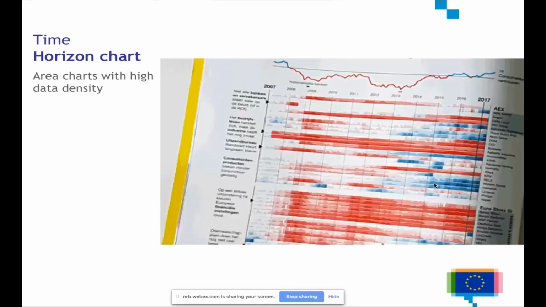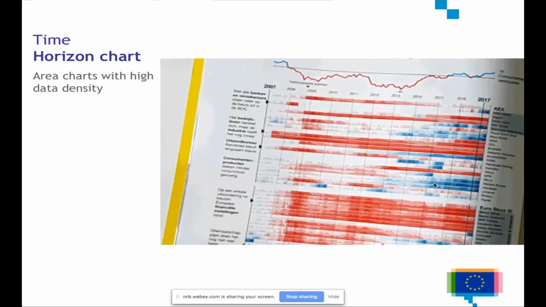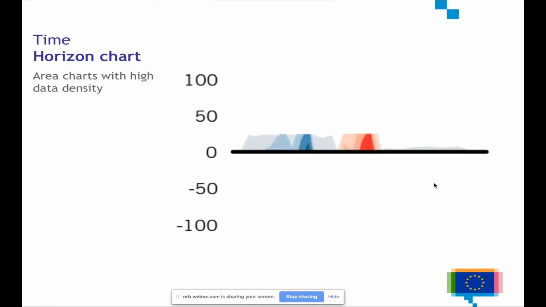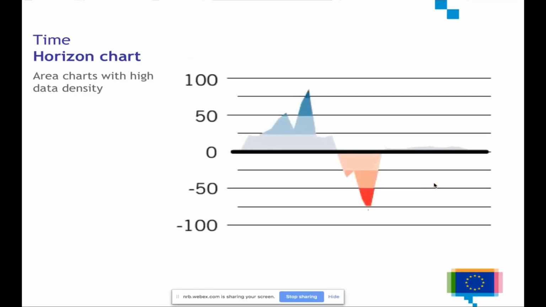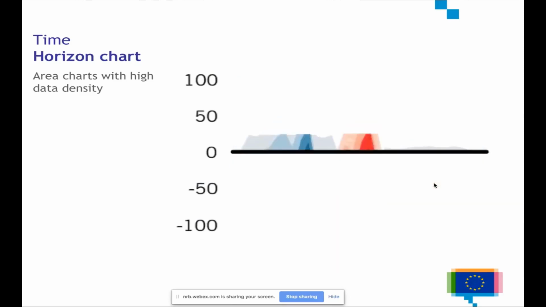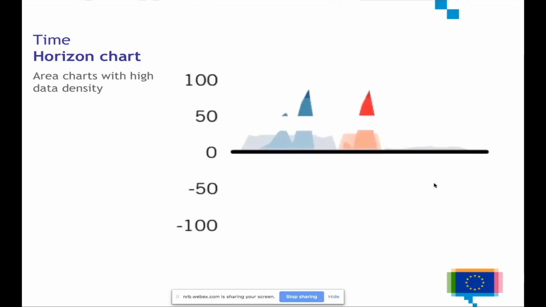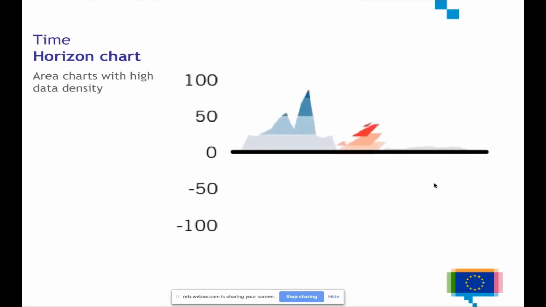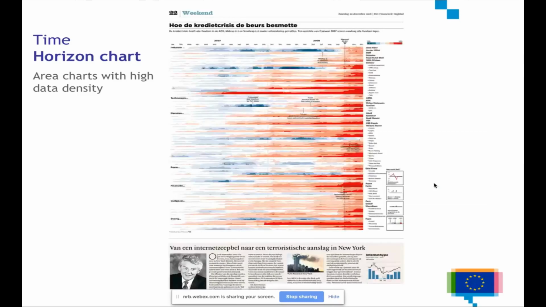So if you want to make a horizon chart, what you need to do is divide your chart into bands. In this case, we also have negative values, and we flip the negative values upwards. But we use different colors for positive and negative values. We divide the chart into bands, we flip the negative values upwards, and then we stack the different bands on top of each other, and we make sure that the highest values are represented by the darkest colors. And what you will end up with is something like this.